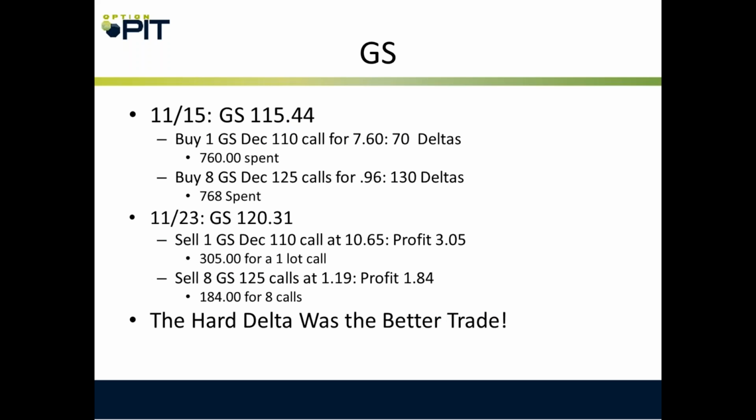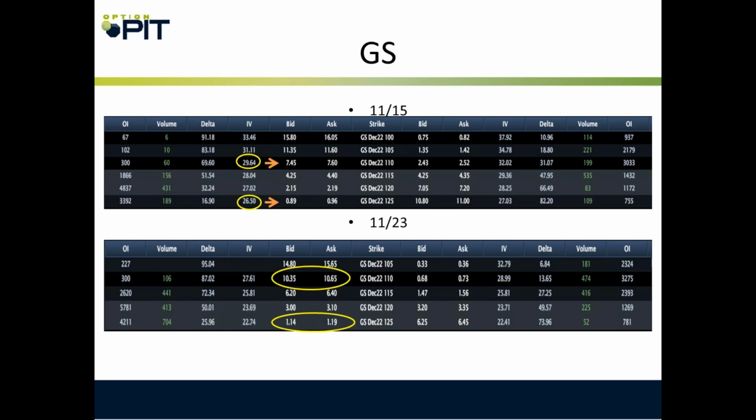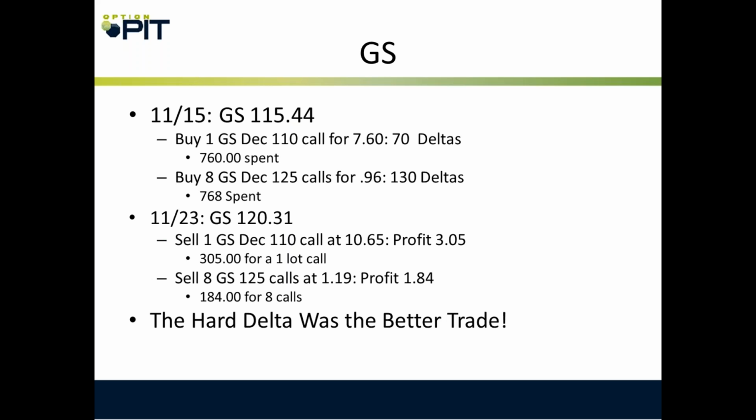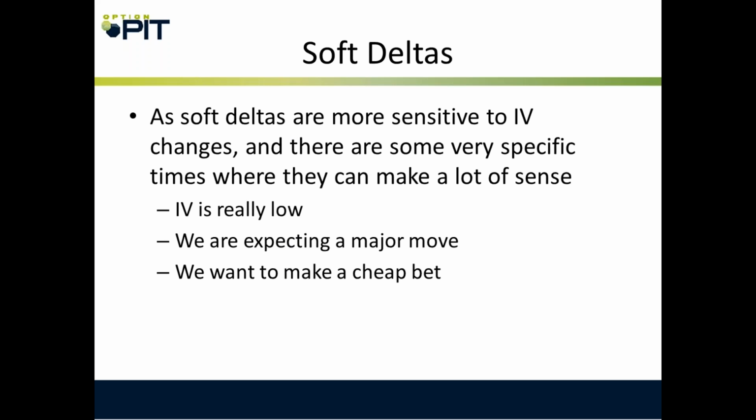I didn't get the delta I was expecting. I wasn't long 130 deltas all the way up. I wanted to buy the deeper in the money option. Now, soft deltas are more sensitive to changes in implied volatility. There are some very specific times where they can make a lot of sense: when IV is low, when you're expecting a major move, when you want an inexpensive bet and vol's low.